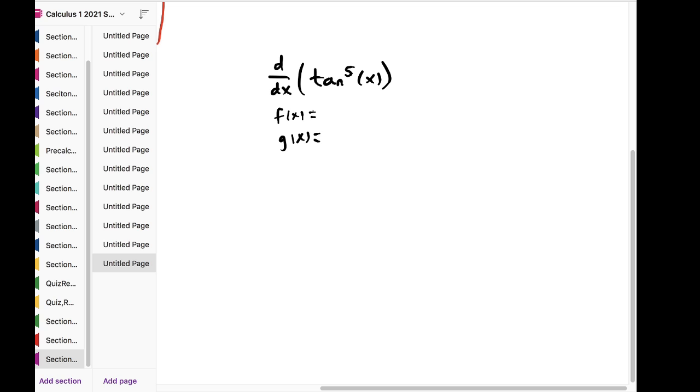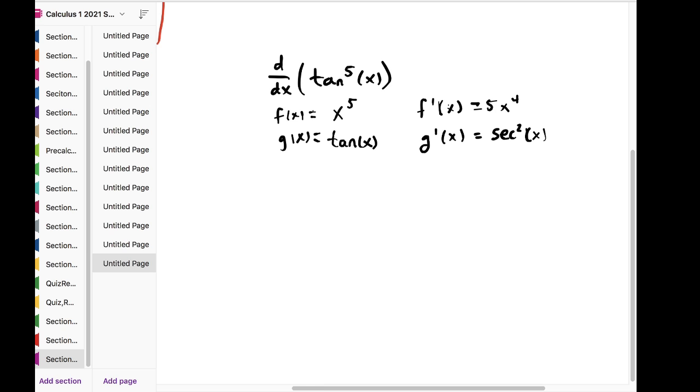Yep, x to the fifth is the F, and then G is the other one. Okay, what's F prime? Yeah, same one as we had before, 5x to the fourth, and then G prime is secant squared. Okay, so let's do it.